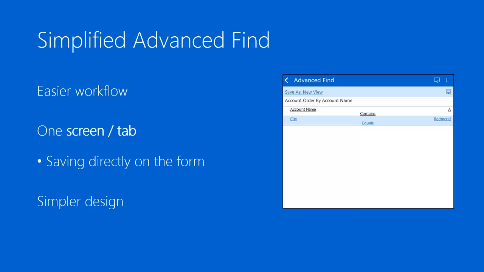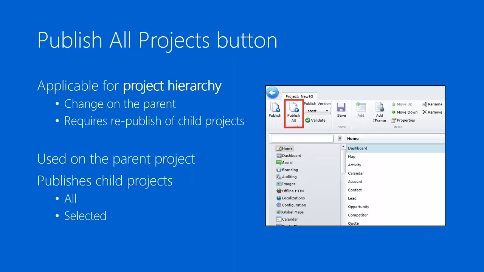The advanced find was a bit cumbersome, let's say. There were too many tabs, too many screens, too many options for such a simple thing as advanced find. So we made the workflow a bit easier. There is not just one screen, one tab right now, and you can save the private view from the form directly. Again, I will show you a real example.